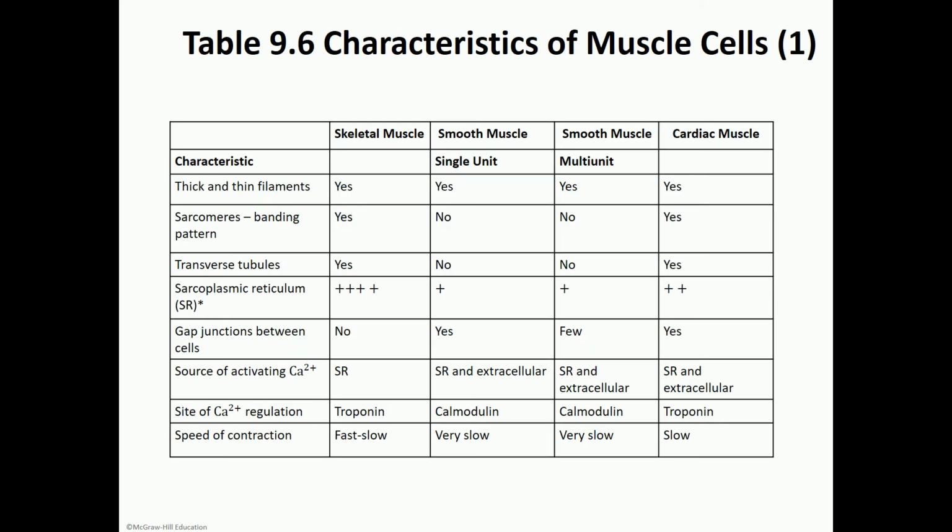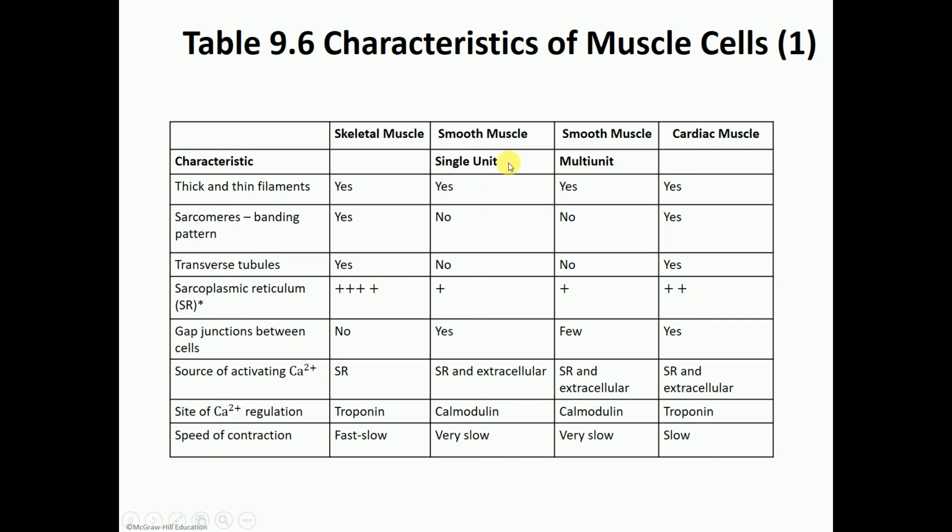These two tables show the characteristics of the muscle cells, comparing skeletal muscles, then your smooth muscles, whether single unit or multi-unit, and then your cardiac muscles. You will see a couple of important things to notice: we do have your thin and thick filaments in all of them. Sarcomeres are only found in striated muscles, so you'll find them in skeletal and cardiac muscles only. You also find the transverse tubules in those two only. The sarcoplasmic reticulum is much more well developed in the skeletal muscles than the others.